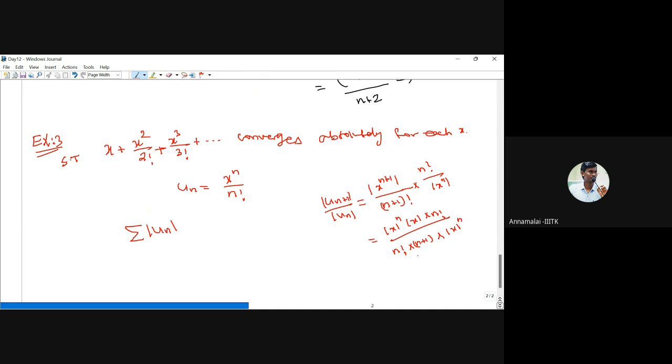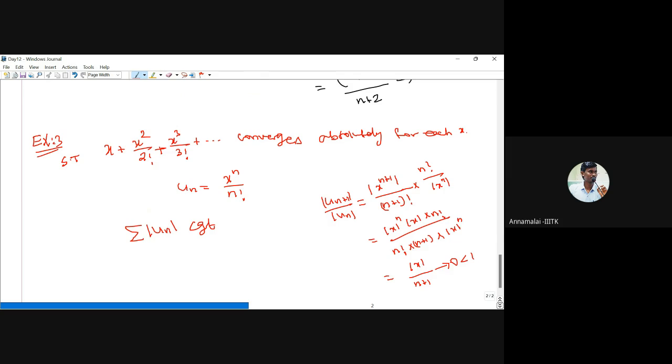You can cancel all these things. So finally, in the numerator we have mod x, and in the denominator we have n plus 1. Since mod x is just a constant, this approaches 0. Since this value is less than 1, the quotient modulus of un plus 1 by un is less than 1, therefore this series is convergent. If you take any value of x, even x equal to 0, we get a 0 sequence. It always converges to 0. If you take a positive value, again it converges to 0, because we have n in the denominator. Therefore it converges absolutely for any value of x.